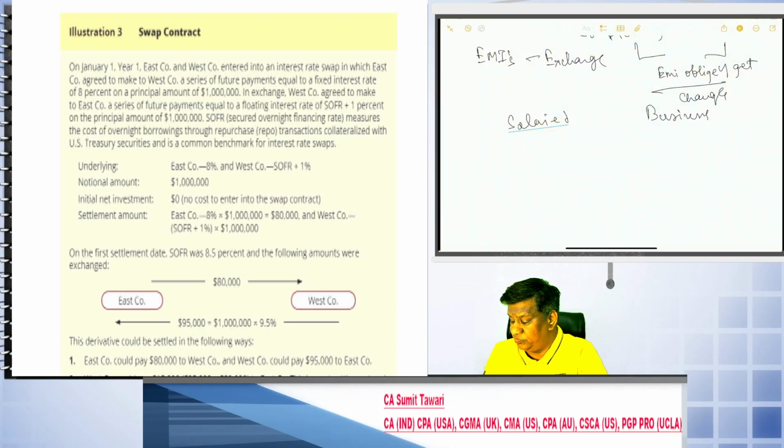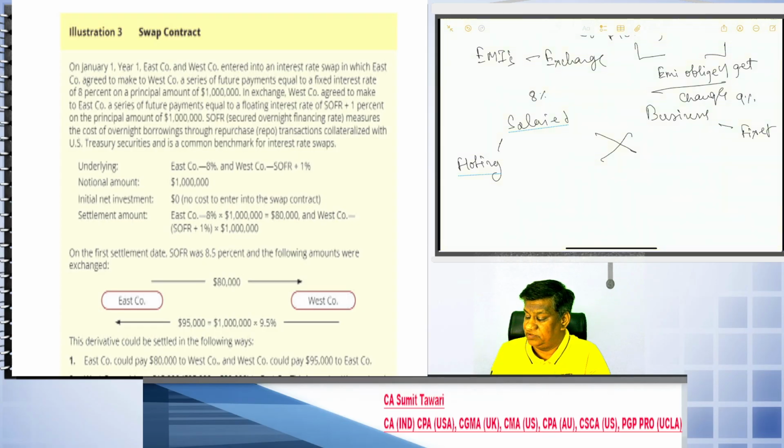Okay, assume the salaried person gets 8% as interest and the businessman gets 9% as interest, where he got the fixed one and the other got the floating. So now they exchange their EMI because he needs the fixed. So what happened? For the first year, I'm just calculating with respect to interest, not considering the EMI, just as an example.